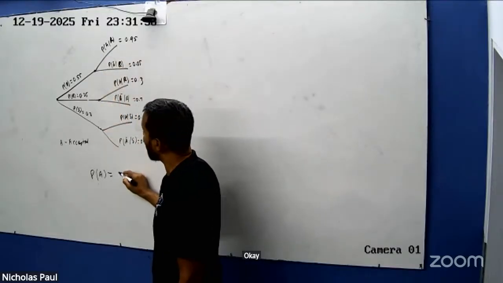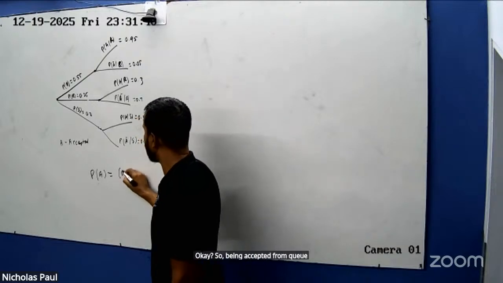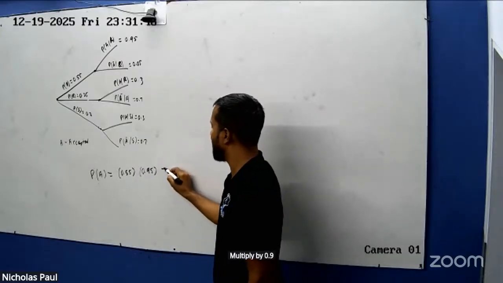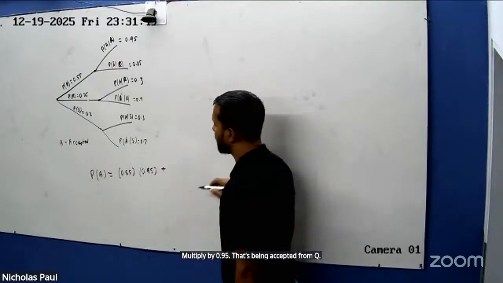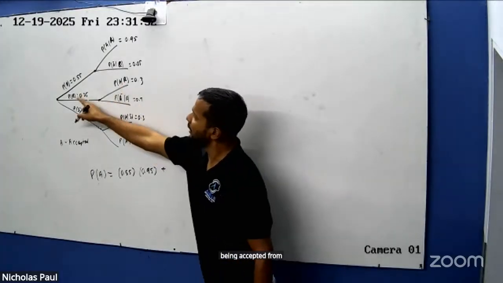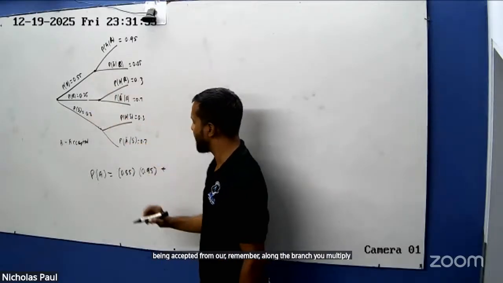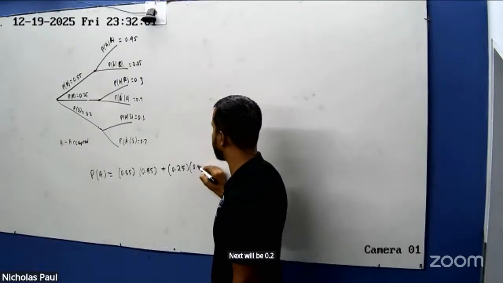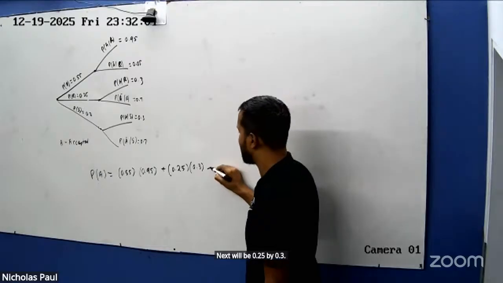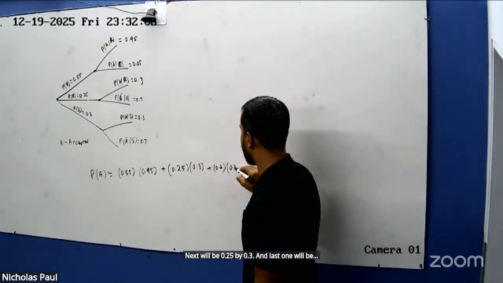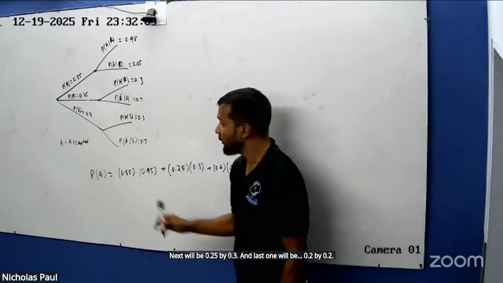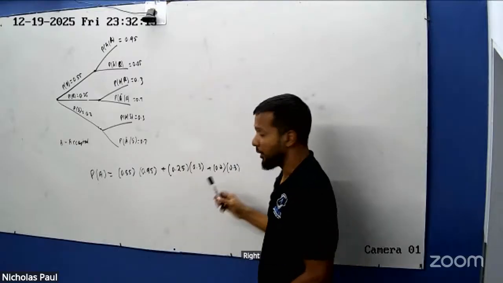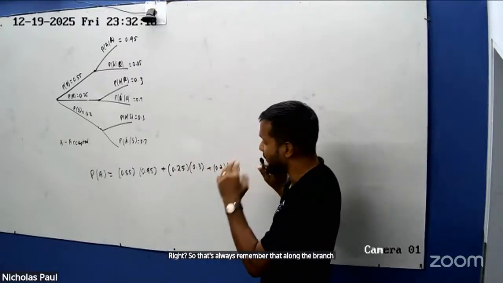So being accepted from Q, that'll be 0.55 multiplied by 0.95. That's being accepted from Q. Being accepted from R, remember, along the branch you multiply, different branches you add. Next will be 0.25 by 0.3. And last one will be 0.2 by 0.3. So you multiply this by this, this by this, this by this, and add them up. Always remember that along the branch you multiply, different branches you add.